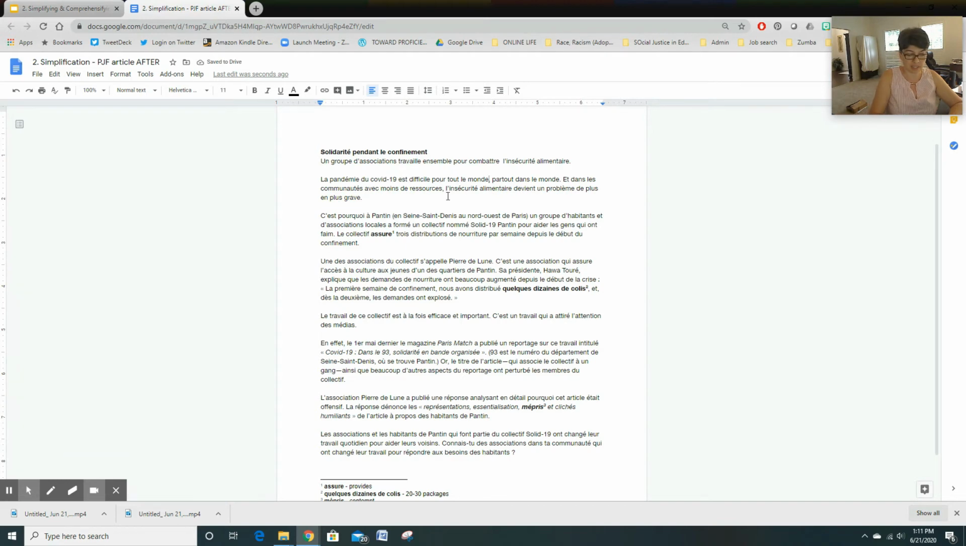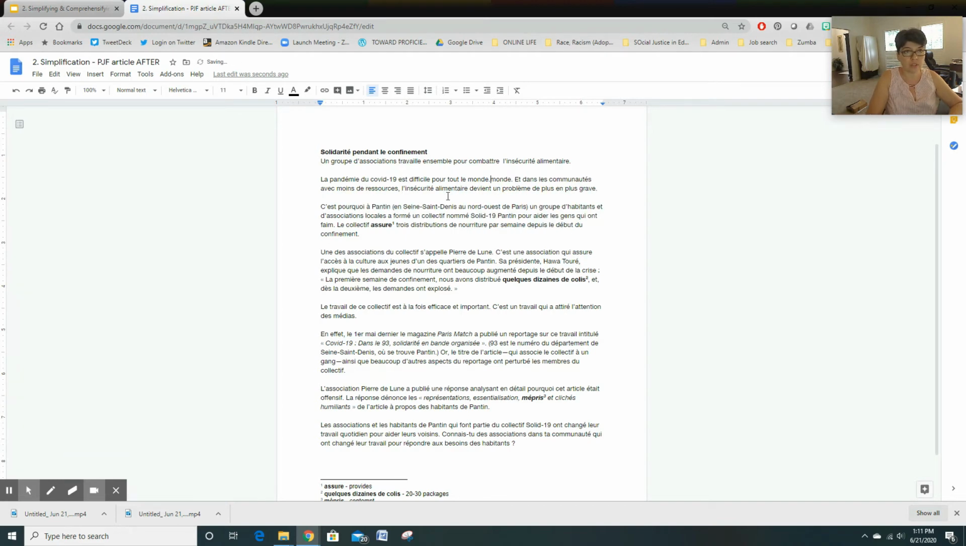Again, this is the beginning of the article. We're trying to build our students' confidence that they can read this article. So I always spend some time at the beginning to make sure that it's really simple. Even if the complexity increases in the article, that's okay. But I really want to scaffold that. La pandémie du COVID-19 est difficile pour tout le monde.